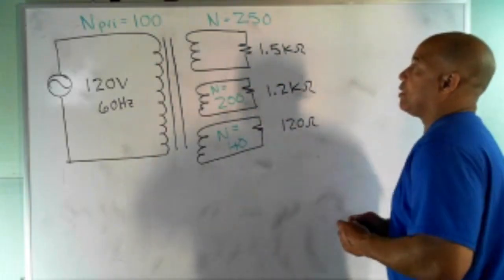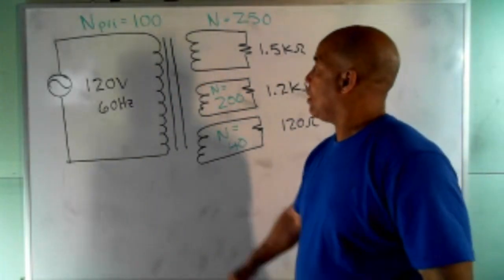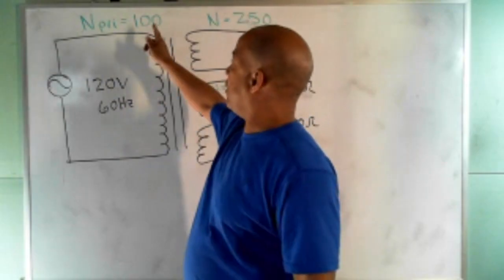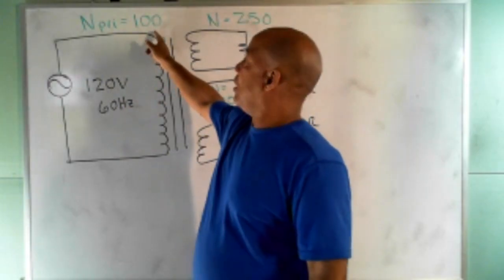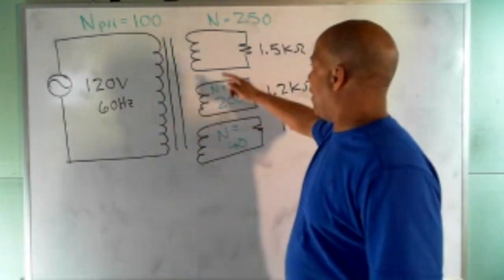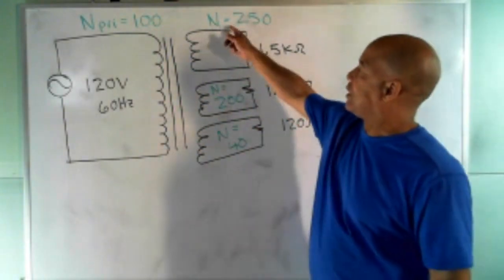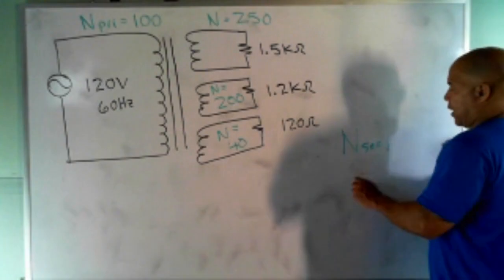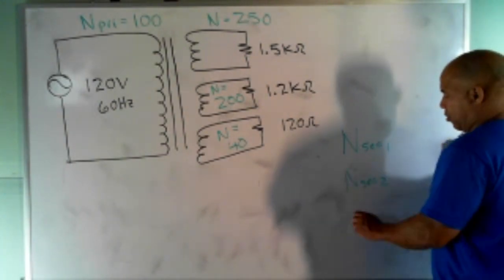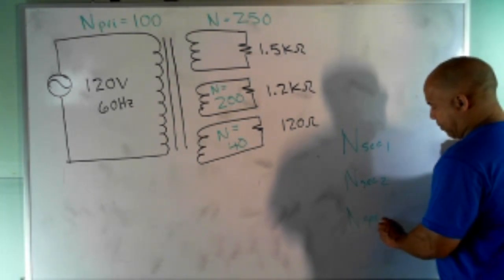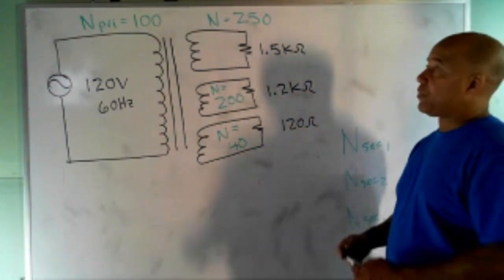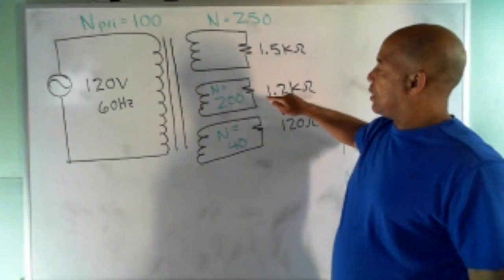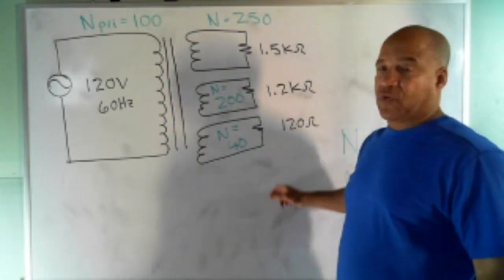All right. You have a multi-coil transformer. We're applying 120 volts at 60 hertz on the primary. And they tell you that you have 100 turns on the primary coil. You got 1, 2, 3 secondary coils. I just put these all as N, but you probably want to call them N sec 1, N sec 2, N sec 3. I just didn't have enough room to write that. The first one has 250 turns, the middle one has 200 turns, and the bottom one has 40 turns.